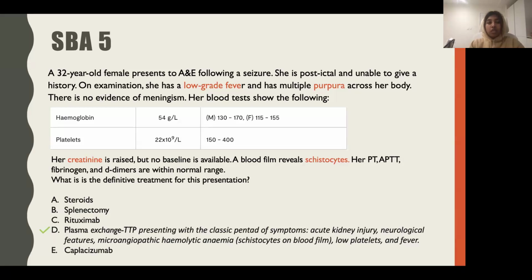So I would say really make an effort to learn the difference between TTP and DIC, because in the exam, I was scratching my head thinking, which one is it? So get to grips with that, because I think they're asking questions that differentiate the two. And the treatment for TTP is a plasma exchange.